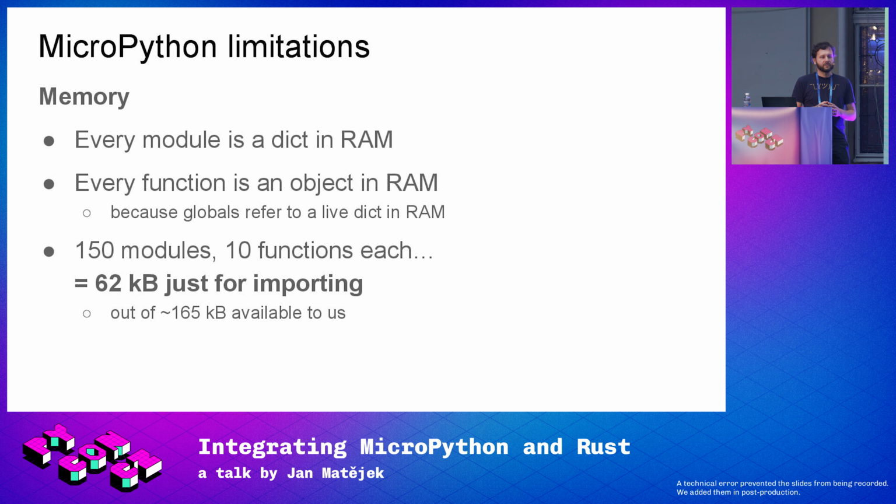Every function that's in the module is also in RAM, because every function has a reference to its globals. You can pass a reference to a function to somewhere else, and the function needs to remember which module it comes from. And the module lives in RAM, so the function also lives in RAM. You see where this is going. We have 150 modules. Let's say there's 10 functions in each one. It costs us 62 kilobytes just to import everything. And we have 165 in total for the GC arena. So we just lost one third of the memory just for loading the whole project. That's not great.